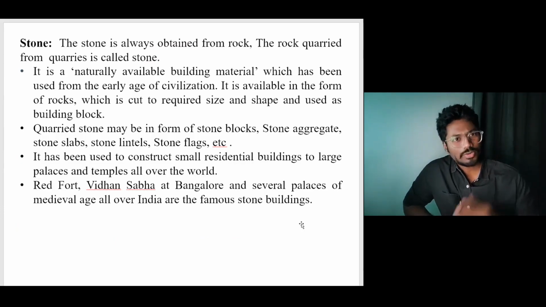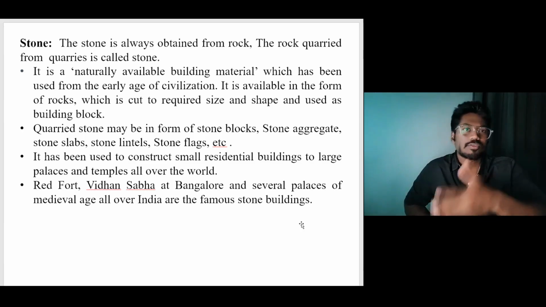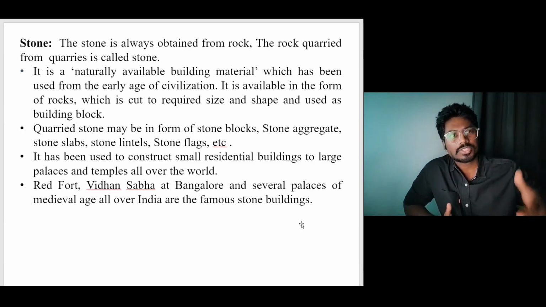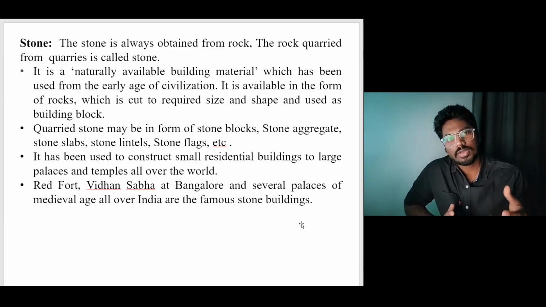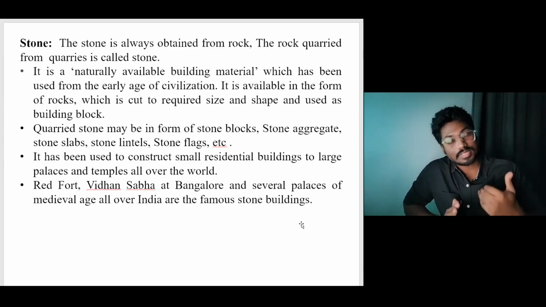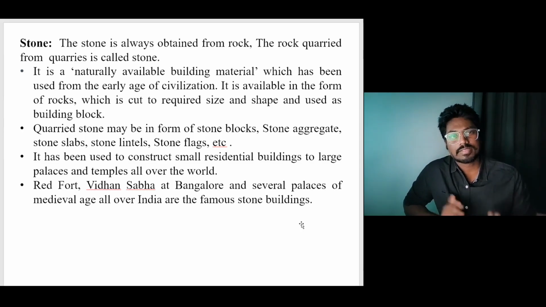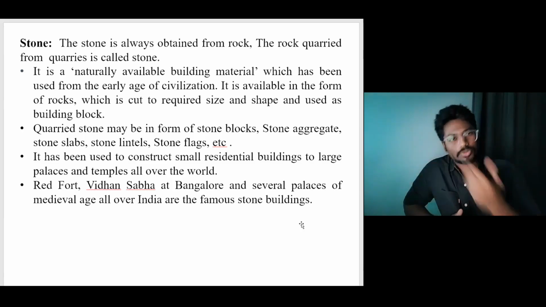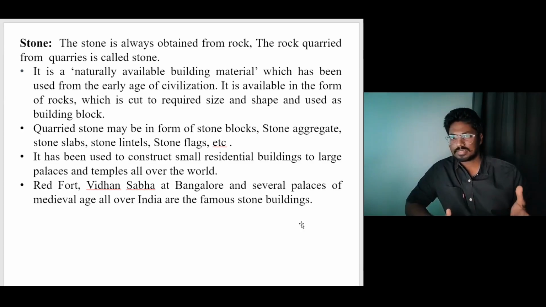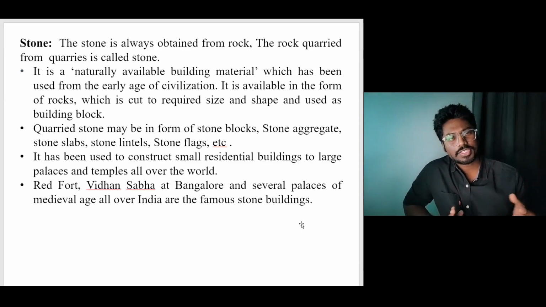Next, stone, like I said, is a derivative of rock. It is always obtained from a rock. A rock quarried from a quarry is called a stone. So the construction material over here is stone. This particular construction material is derived from the rock. So it's a naturally available building material. Like I said, it's the most ancient, it's very primitive.